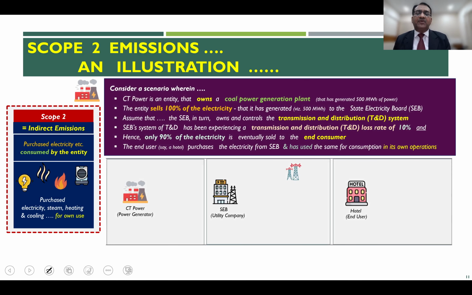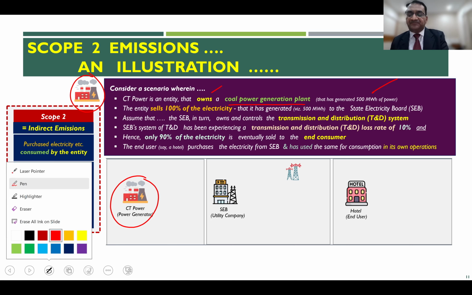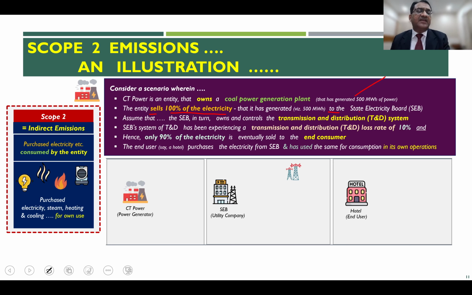So similar example, if you look at, let us say, City Power is an entity. City Power is an entity which owns a coal power generation plant. So this plant is owned by City Power and it has generated 500 megawatts of power. Now, the entity sells 100% of the electricity generated, which is 500 megawatt of power, to a state electricity board. So to this state electricity board, which is a utility company, they are selling the entire output of 500 megawatt of power.